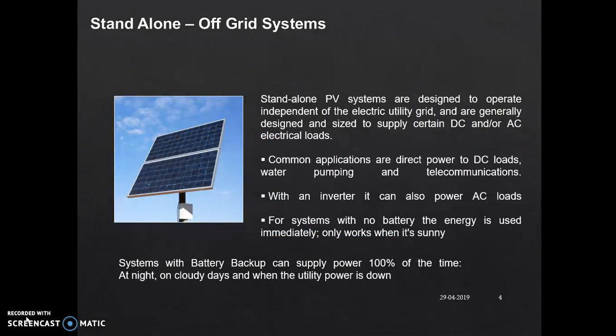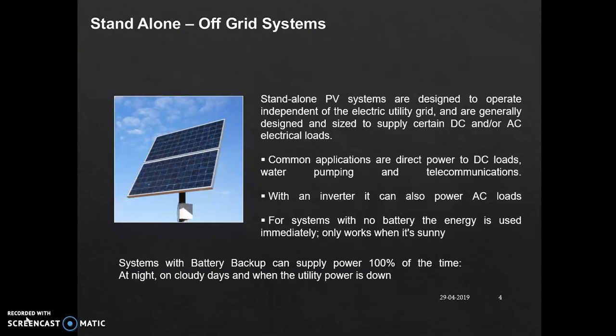So let us discuss a standalone off-grid system. A standalone PV system is designed to operate independent of the electric utility grid and is generally designed and sized to supply certain DC or AC loads. Common applications are direct power to DC loads, water pumping, and telecommunication. With an inverter, it can also power AC loads. If you have to power an AC load, you can install an inverter, and if you don't need an AC load, we don't need to install an inverter.